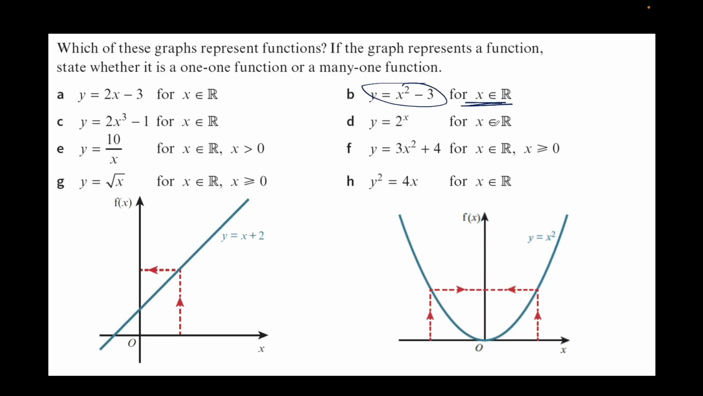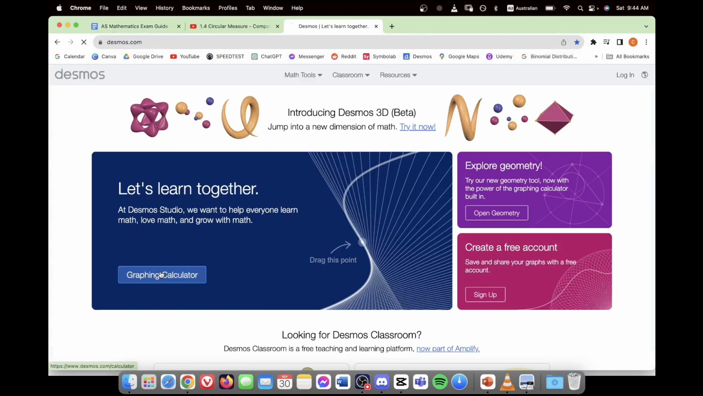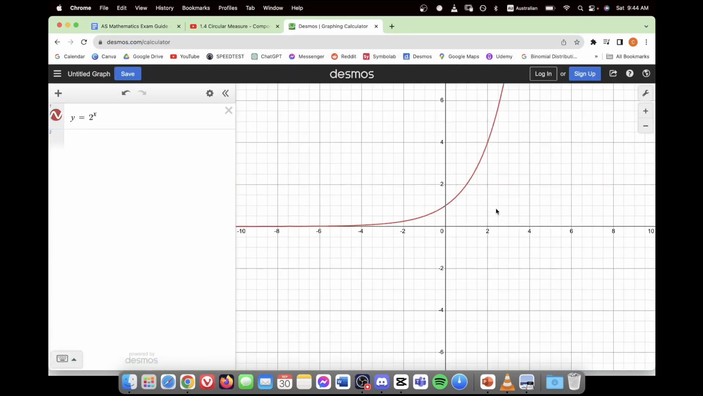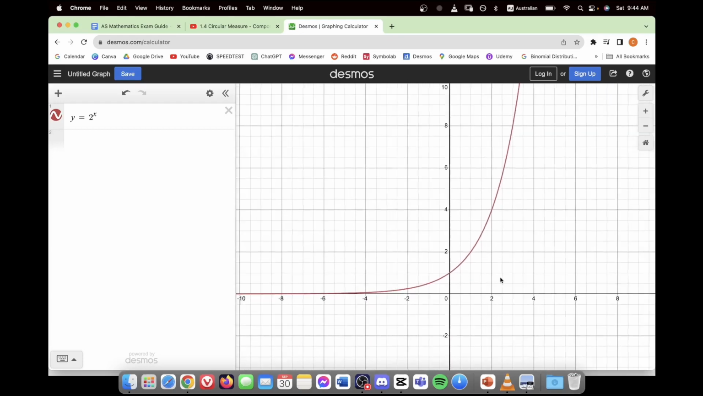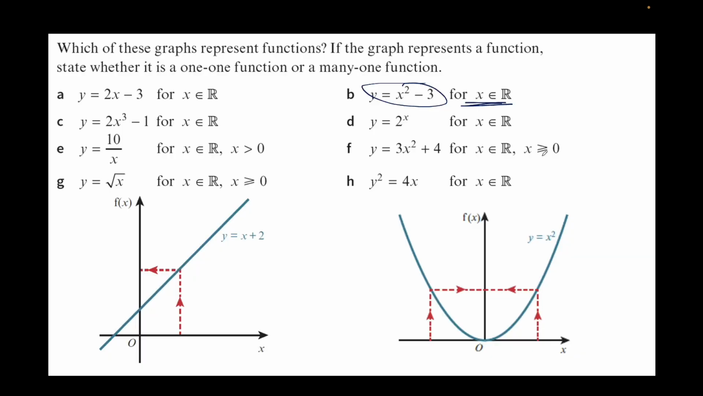Next, 2 to the power of x. Let's just look at this. y is equal to 2 to the power of x. This is 1 to 1, yes or no? For the condition they give to you, there's no condition, right? x is allowed to be anything. Pretty obviously it's 1 to 1.